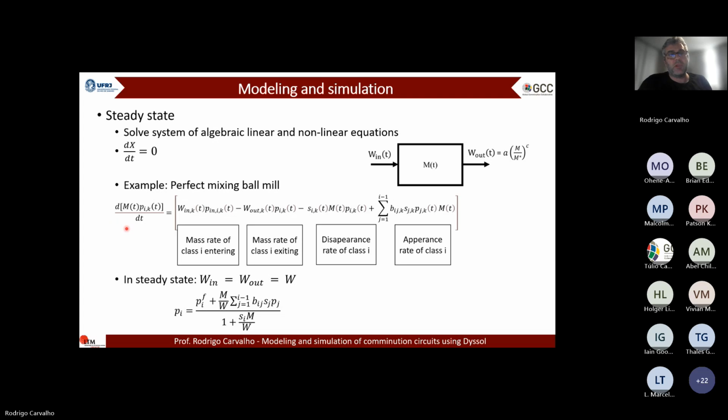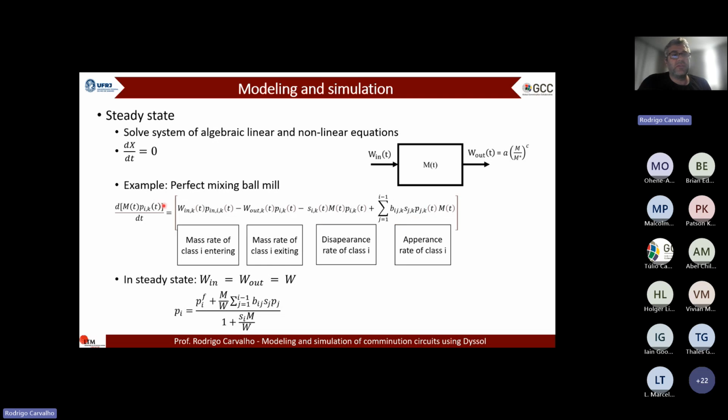If you take the population balance equation, considering the transient state, we have the derivative of the amount of material that's within the size class i and the component class k with time. Here you have the mass rate of material of the class i entering the mill minus the mass rate of the material of the class i exiting the mill, then the disappearance term due to breakage of the material within the class i, and the appearance of material in the class i given by this term here.